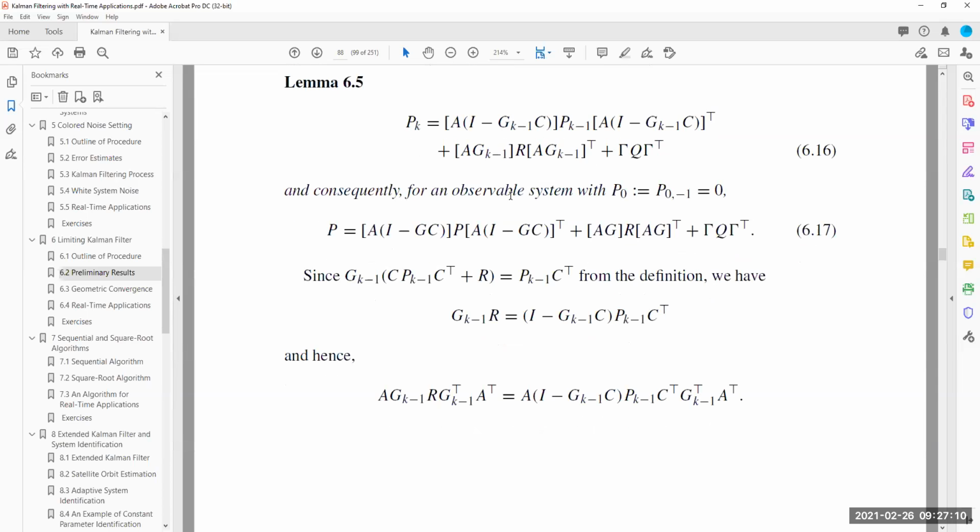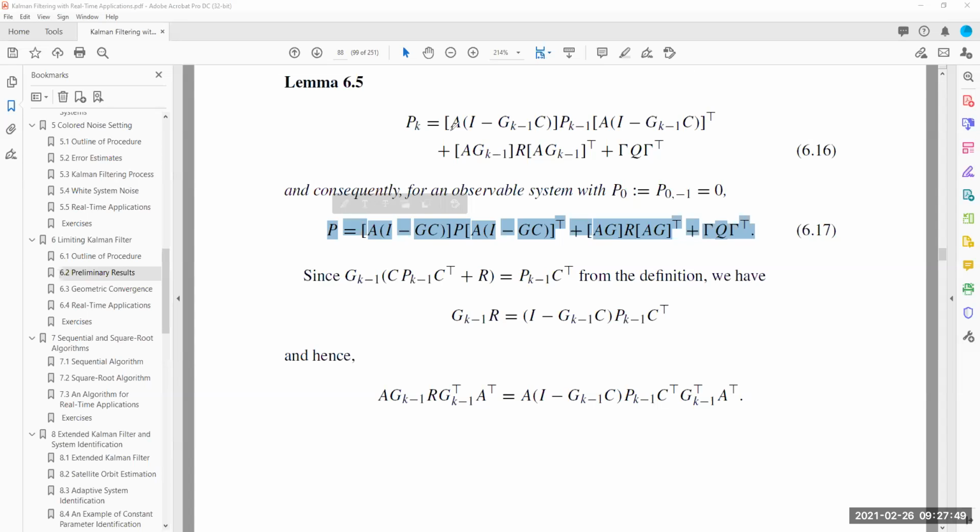So how to find the P? We can just pick an arbitrary initial condition P0. The simplest one is to pick P0 is 0, okay? Lemma 6.5 is just to find the P. So this is the recursive relationship of PK. Then for an observable system, you find P0 is 0, you find this P, the P matrix satisfies this equation, okay?